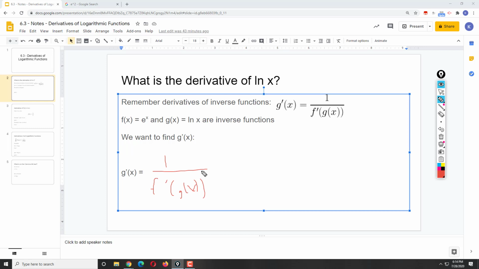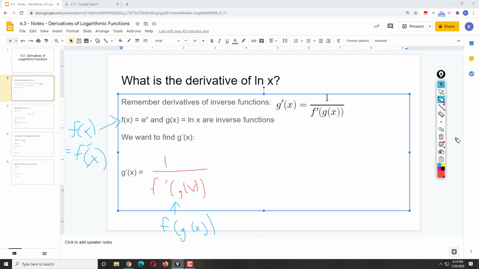Okay. Well, if f of x is e to the x, remember that the derivative of e to the x is just e to the x. So if f of x is e to the x, then f of x is equal to f prime of x. The function is equal to the derivative. That means that f prime of g of x must be equal to f of g of x, because the function and the derivative are the same for e to the x.